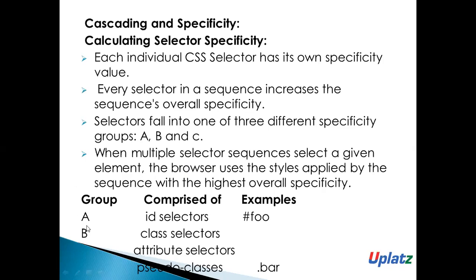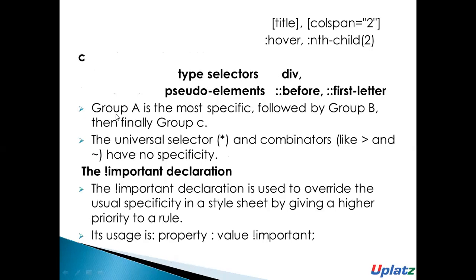Group A is ID selectors, like hash. Group B is class selectors, attribute selectors, and pseudo classes. Group C is type selectors and pseudo elements, like div, before, after, first letter. So those belong in the C category. Group A is more specific, followed by group B, and finally group C. The star, which is the universal selector, and combinators like greater than and tilde have no specificity.